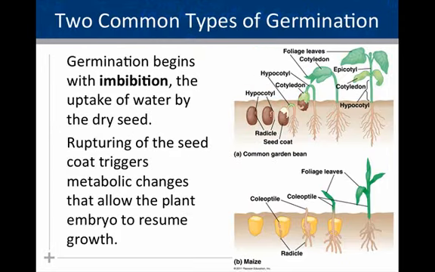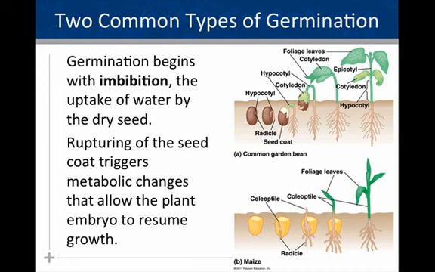There's two types of germination. Germination begins with imbibition, the uptake of water by a dry seed. Rupturing of the seed coat triggers metabolic changes that allow the plant embryo to resume growth. Now, the timing of seed germination and its reliance on temperature and water, again, just to point out, are specifically tested on the AP Biology exam. Low water potential of the seed triggers this imbibition.